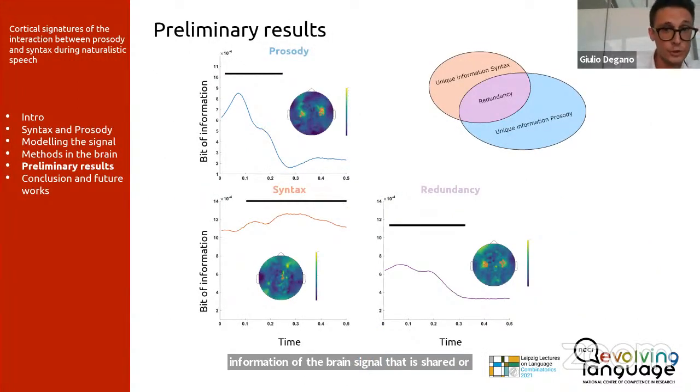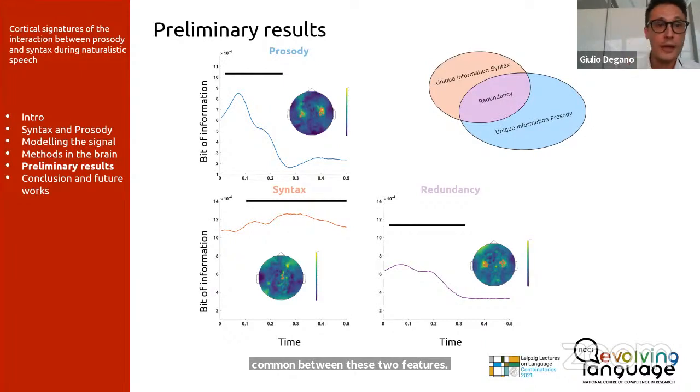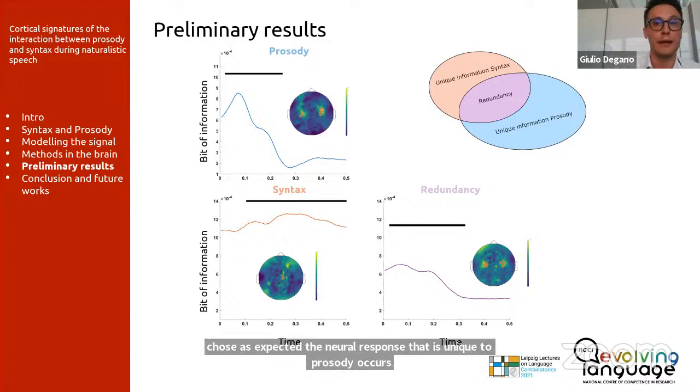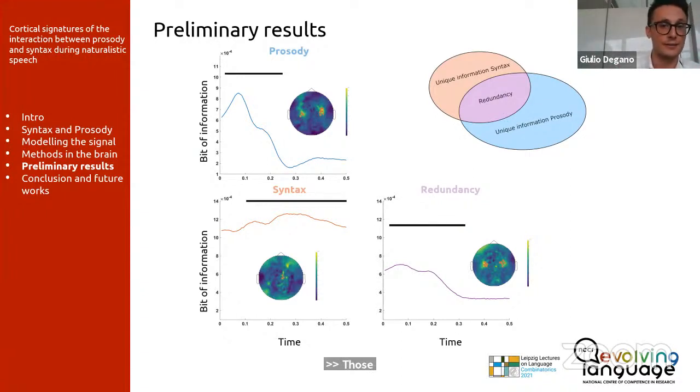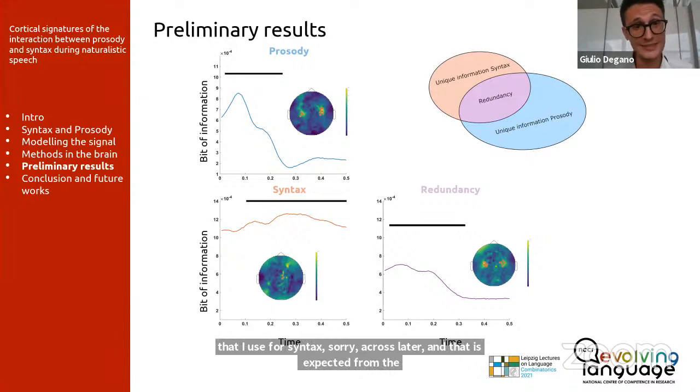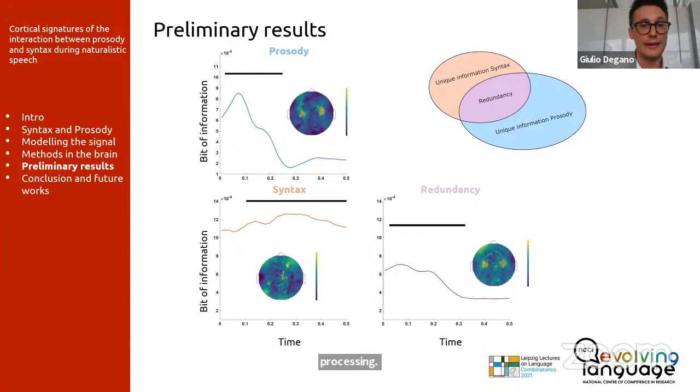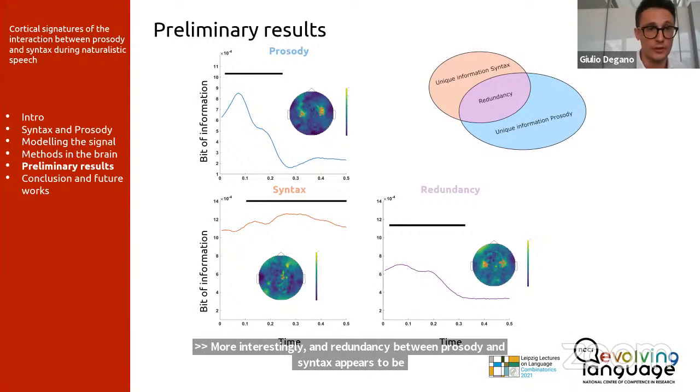Our preliminary results show that, as expected, the neural response that is unique to prosody occurs early, around 100 milliseconds, and appears to be localized in bilateral auditory regions. Those that are unique to syntax occur later and, as expected from previous decoding work, are more spread over time, probably also reflecting the predictive top-down aspect of syntax processing. More interestingly, the redundancy between prosody and syntax appears to be localized bilaterally and occurs in a broad time window that also overlaps with the early effect of prosodic encoding.